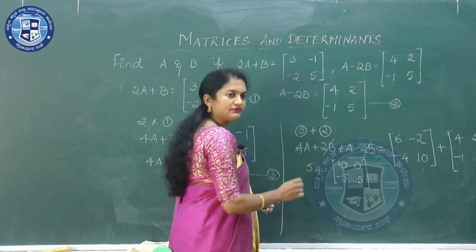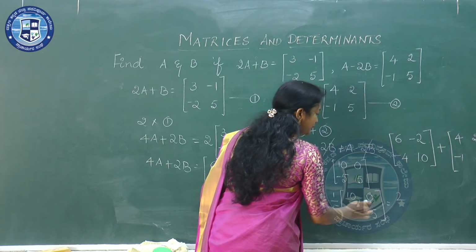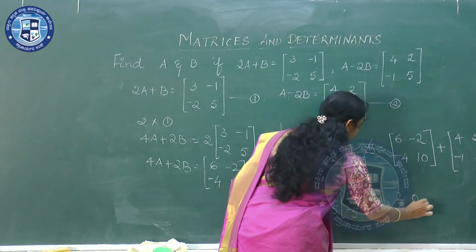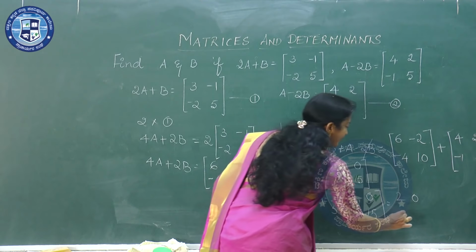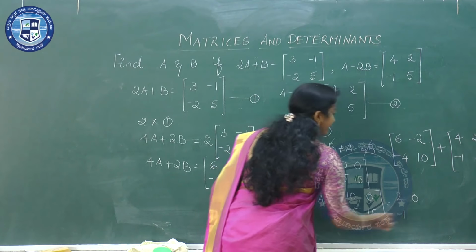So from this we get A. How do we get A? 5A is this matrix, and on both sides we divide by 5. So we get A is equal to 1 by 5 times the matrix 10, 0, minus 5, 15. Each element is divided by 5. We get 10 by 5 is 2, 0 by 5 is 0, minus 5 by 5 is minus 1, 15 by 5 is 3.